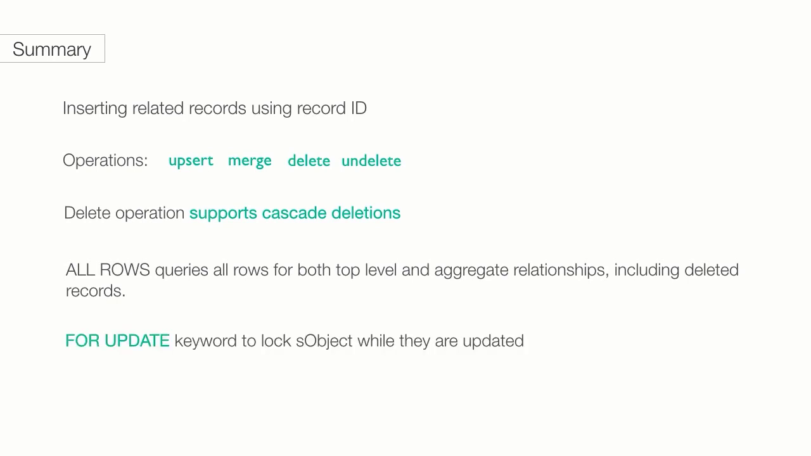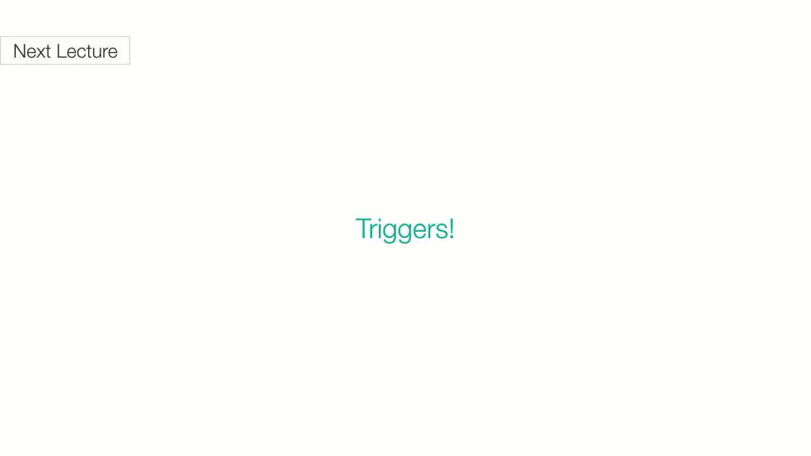In Apex, we can use the FOR UPDATE keyword to lock sObject records while they are being updated. While the records are locked by a client, the locking client can modify the field values in the database in the same transaction. Other clients have to wait until the transaction completes. In the next lecture, we'll talk about triggers.